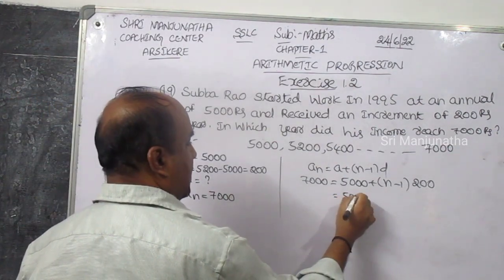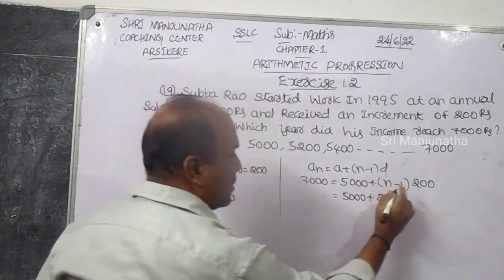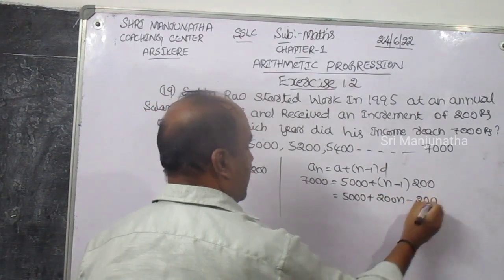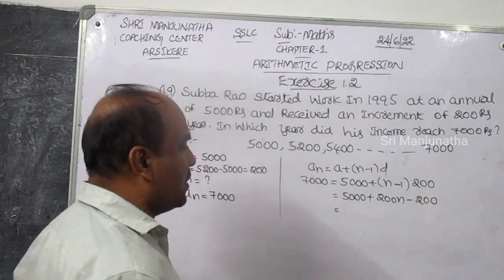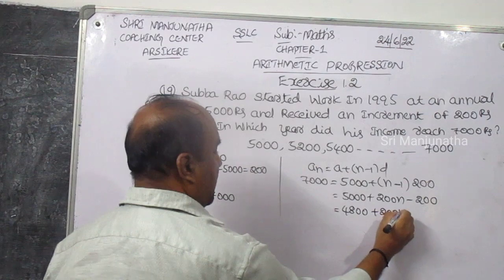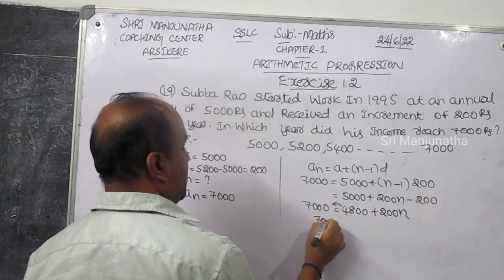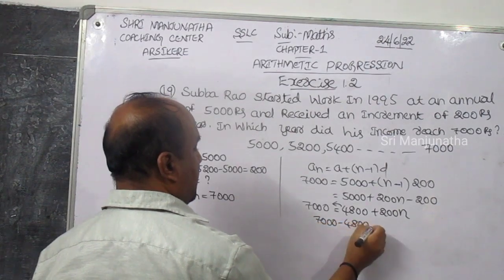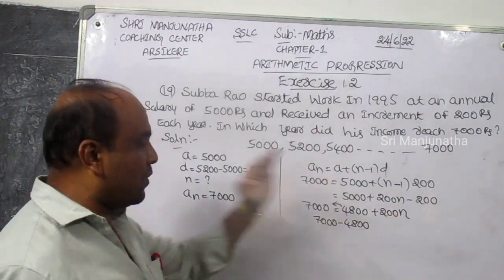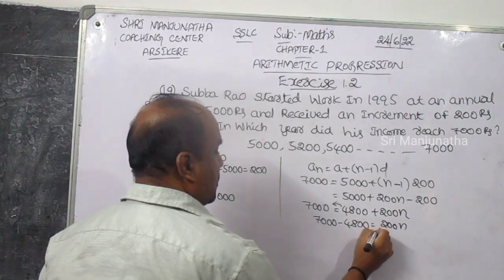5,000 rupees, write as similar, plus 200 into N minus 1, that is 200 N, plus into minus is a minus, 200 ones are 200. 5,000 minus 200 is equal to 4,800, plus 200 N. Write as similar, the left hand side is how much? 7,000. 7,000 equals 4,800 plus 200 N. 4,800 goes from right hand side to left hand side, the sign will change. Equals 200 N.